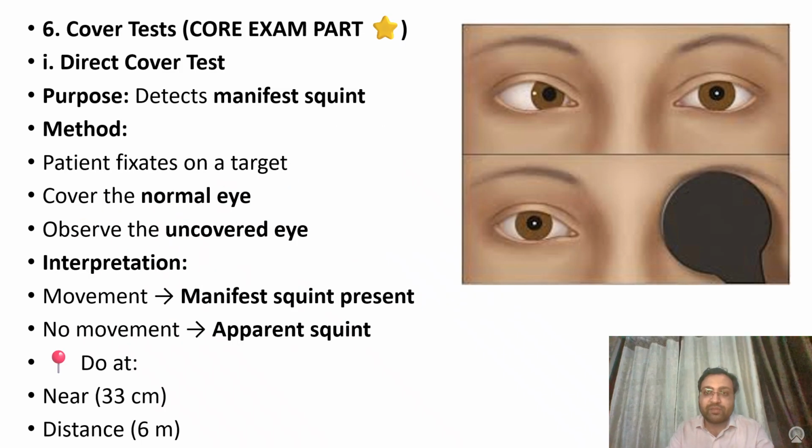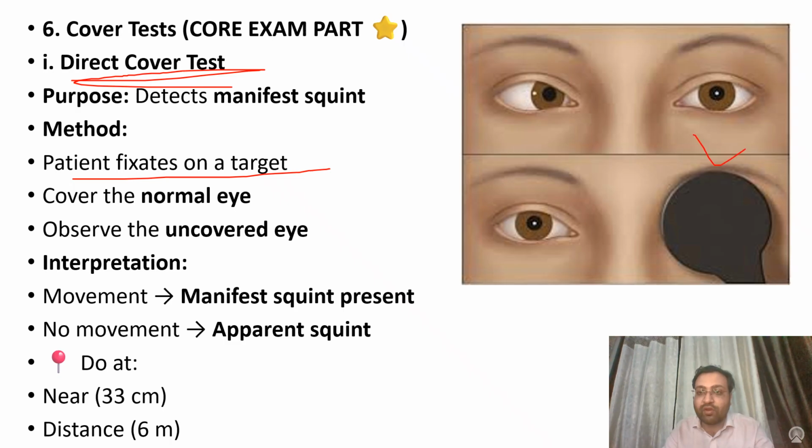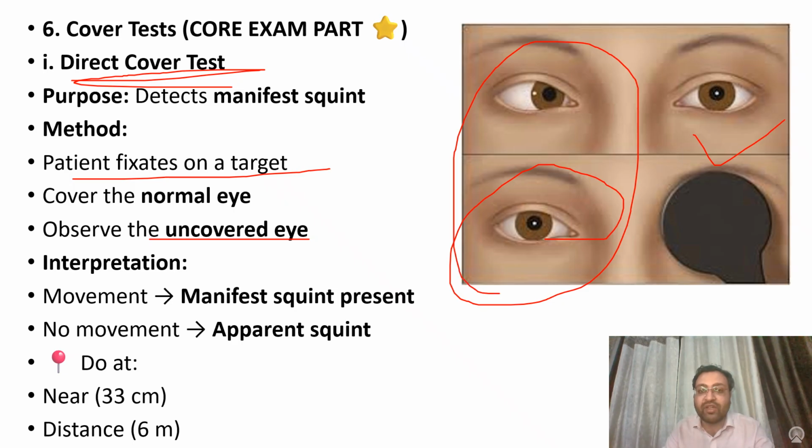Alright. Now the tests. Coming on to the cover tests, which is very important. There is direct cover test and then there is alternate cover test. In direct cover test, patient fixates on the target and we cover the normal eye as we have done here. Then we have to see the uncovered eye. So this is the uncovered eye and then we have to see.